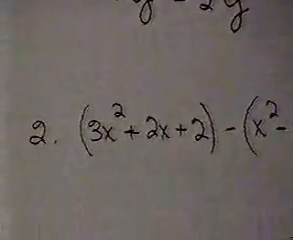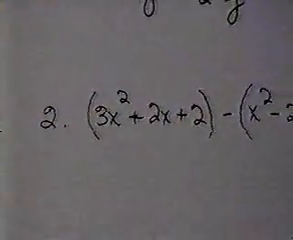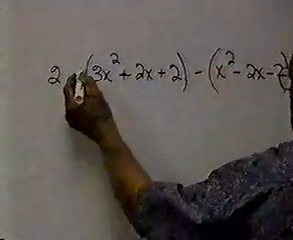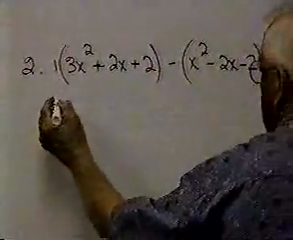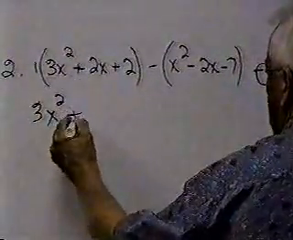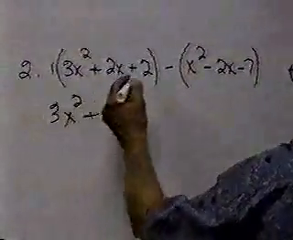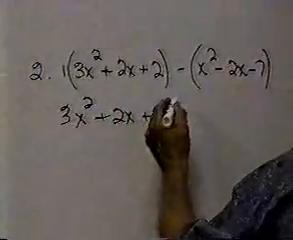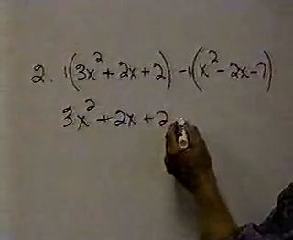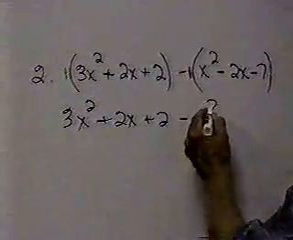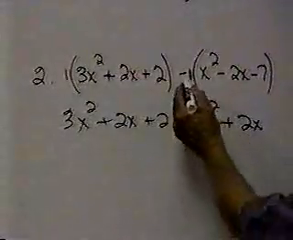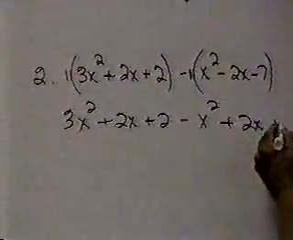The next example is saying, okay, we must remove the parentheses first. So let's do that. This is a plus 1 in front of this, so 1 times that is 3x squared. 1 times that is a plus 2x. 1 times that is a plus 2. Now that's a minus 1. So minus times an x squared is a minus. A minus times a minus is a plus 2x. And a minus times a minus is a plus 7.